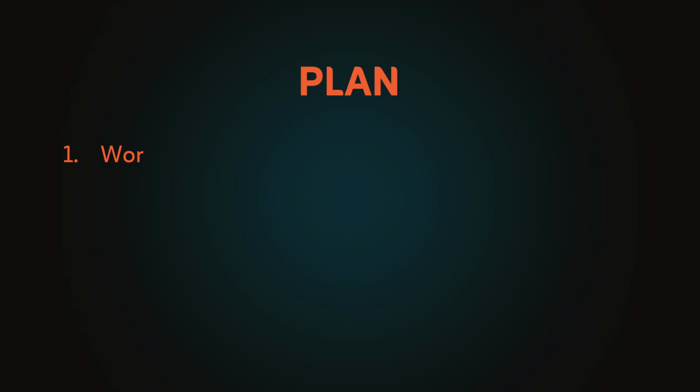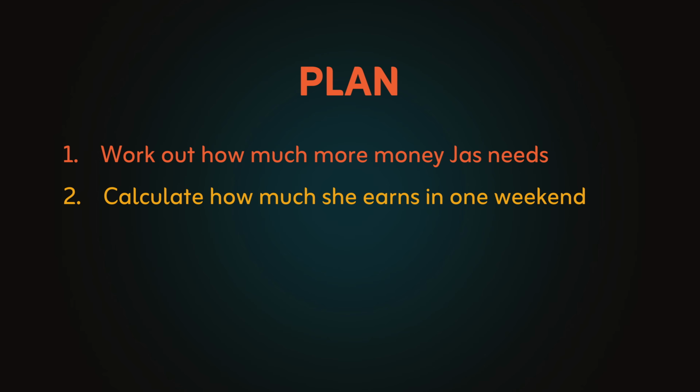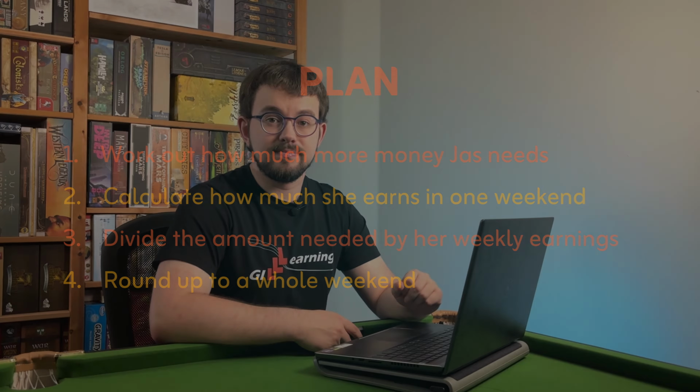1. Work out how much more money Jazz needs to save. 2. Calculate how much she earns in one weekend. 3. Divide the amount needed by her weekly earnings. And 4. Round up to a whole weekend. No fractions welcome here. A great plan, and look, not a number in sight. At least not yet.